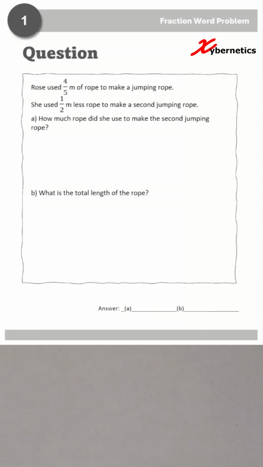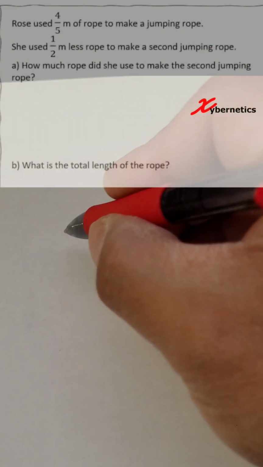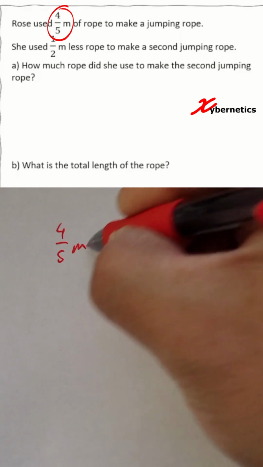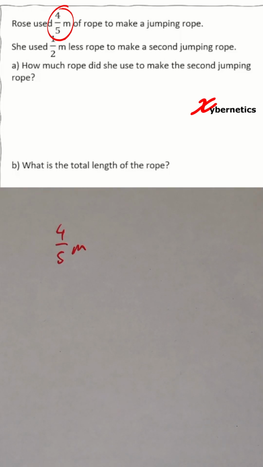This is a series of questions from my book Fraction Word Problem, and it's question number 1 that we're trying to attempt here. Question number 1 states that Rose uses 4/5 meter of rope to make a jumping rope. I'm just going to write it down here, 4/5, because that's one of the facts provided by this word problem. And then the second statement says she uses ½ meter less rope to make the second jumping rope. So essentially the second jumping rope is going to be shorter than the first jumping rope. And it continues by asking how much rope did she use to make the second jumping rope.